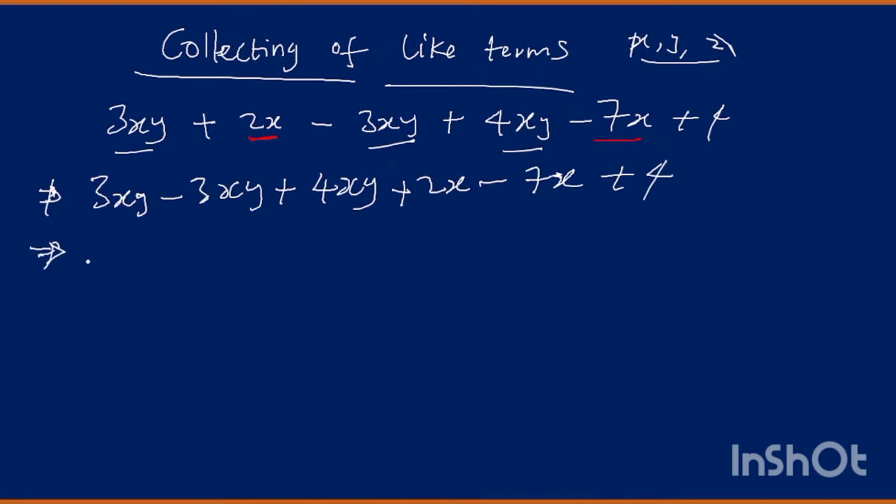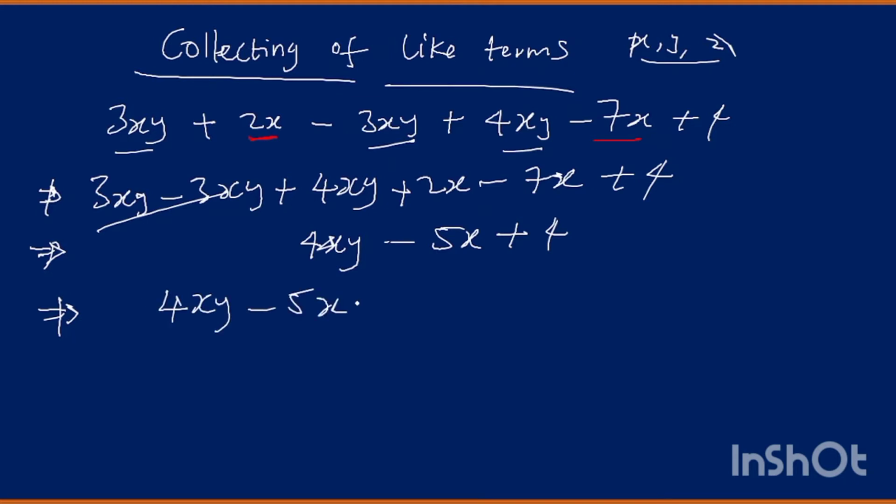So we carry out any other arithmetic operation we have. This is 3xy minus 3xy, that will vanish. So this is 4xy, that is 4xy. This is 2x minus 7x, that will give me minus 5x plus 4. So we are left with 4xy minus 5x plus 4.